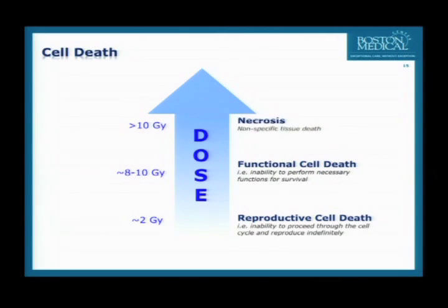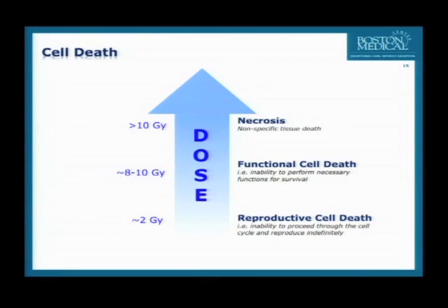And then much higher doses, which we don't use very often, can cause necrosis. And necrosis is really just a nonspecific burning, if you will, of the tissue. And we only do this when we know that it's only tumor, and there's nothing in the middle of that tumor that's critical. And I'll show you some examples of when the goal is really to cause necrosis.